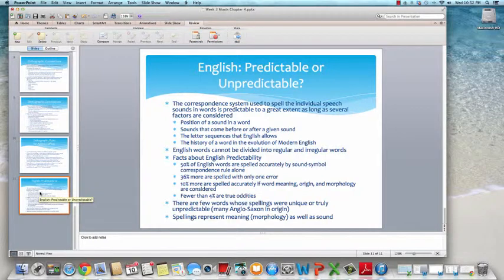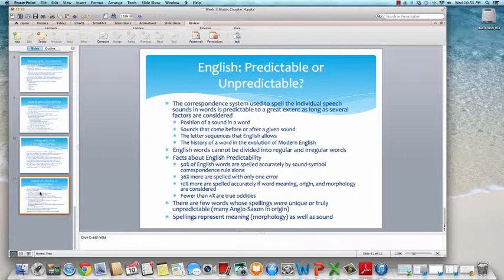So, is English predictable or is it unpredictable? Your general concept probably coming in was that English spelling makes no sense, but let's really analyze it. The correspondence system used to spell the individual speech sounds in words is predictable to a great extent, as long as several factors are considered. We need to consider the position of a sound in a word, the sounds that come before or after it, which affects stress and syllabication patterns, the letter sequences that English allows, and then the history of a word and the evolution of modern English. So those four components must be considered when you're looking at English orthography.